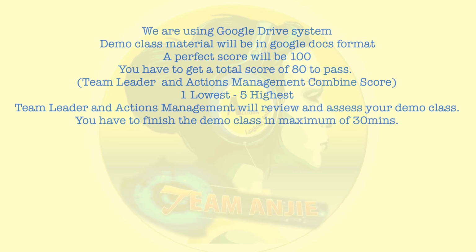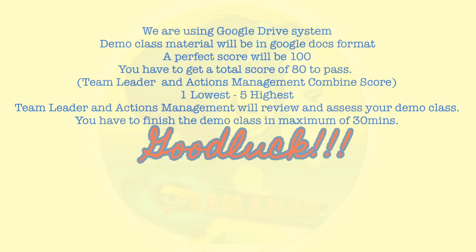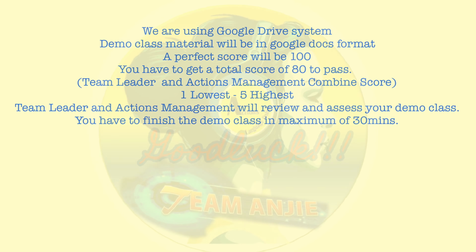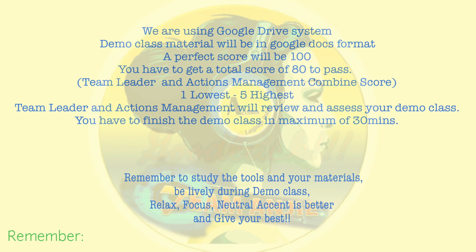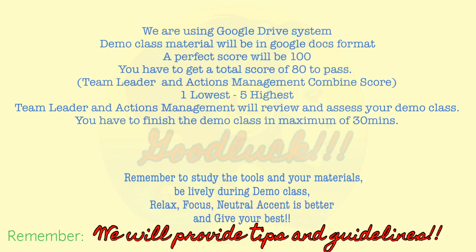Please remember we are using a Google Drive system, so demo class material will be given in Google Docs format. A perfect score will be 100 and you have to get a total score of 80 to pass with the combinations of team leader and actions management. 1 will be the lowest and 5 will be the highest. Team leader and actions management will review and assess your demo class. You have to finish a demo class with a maximum of 30 minutes.